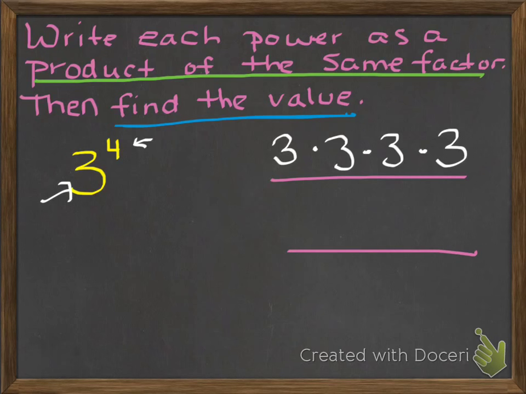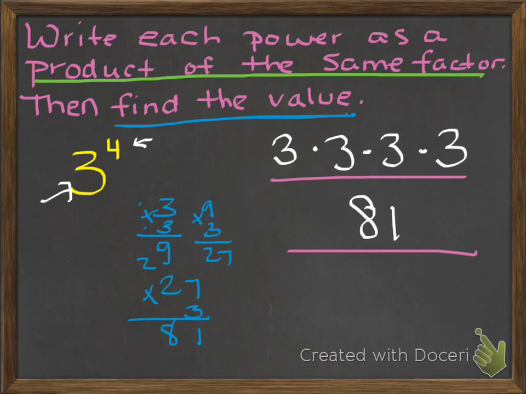Then the second part, where it says then find the value, is where you're going to do the work. The first thing I'm going to do is 3 times 3, which is 9. Then 9 times 3, which is 27. So I've taken care of 3 of my 3s. I have 1 more 3 to take care of. So it's 27 times 3. 7 times 3 is 21. 3 times 2 is 6, 7, 8. So my final answer for the second answer line is going to be 81.